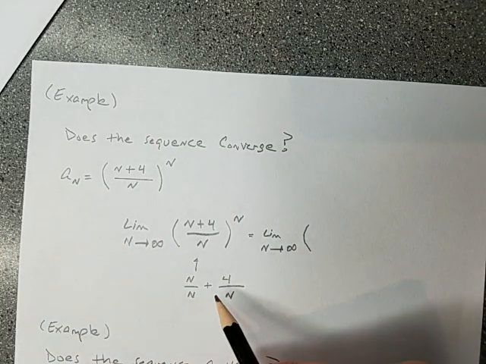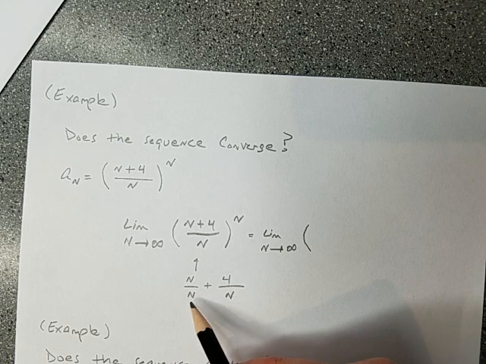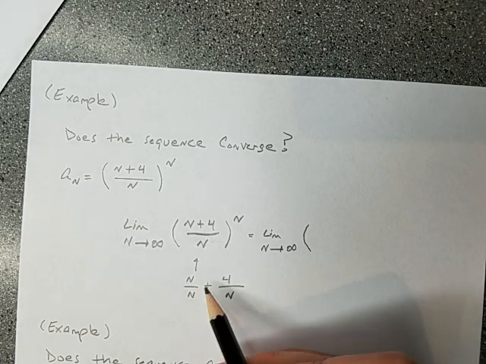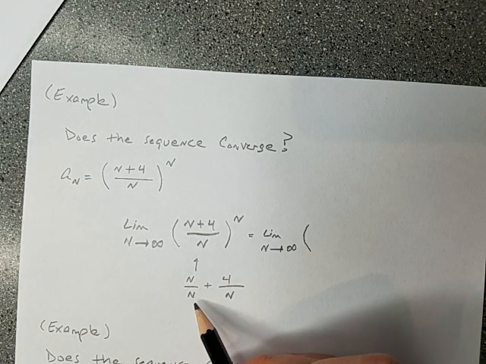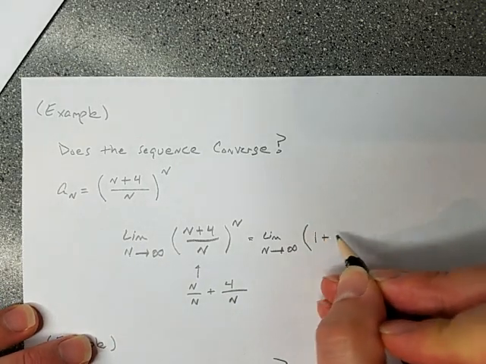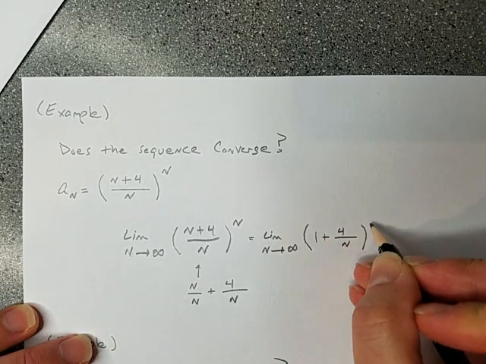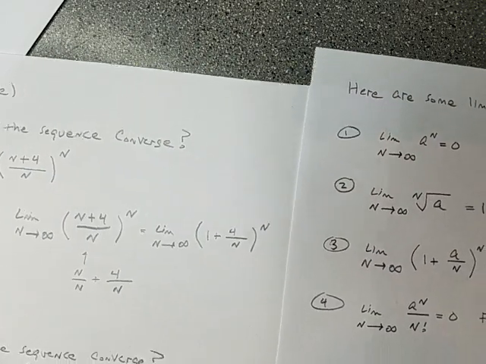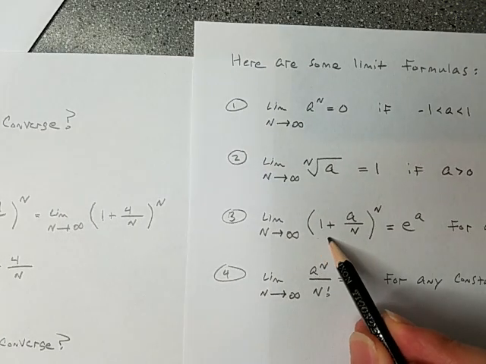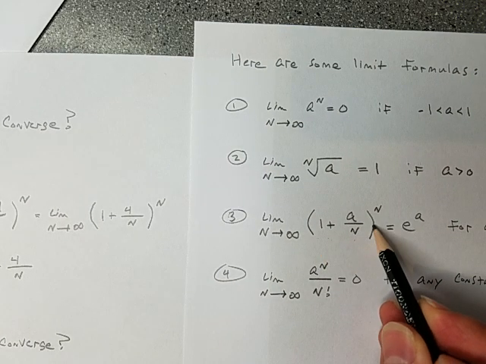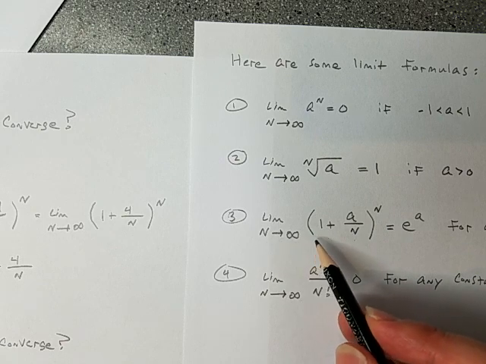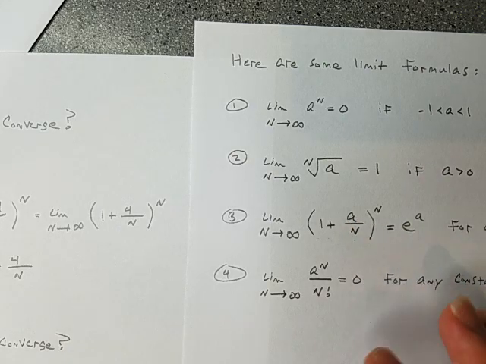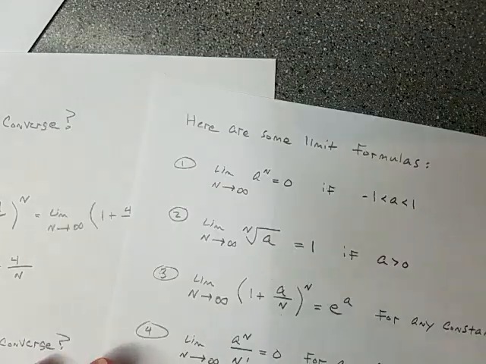Why? Well, because if I was to write it this way, I would have two fractions with a common denominator that I could add together, n plus 4 over n. I can take it back apart, like this. So what is this? 1 plus 4 over n. Now I've got it. You see that right there? Look at this: 1 plus 4 over n to the n power as n goes to infinity. The limit is e to the a power. See that constant right there, a, e to the a power. That's for any constant a. So that's what I have.